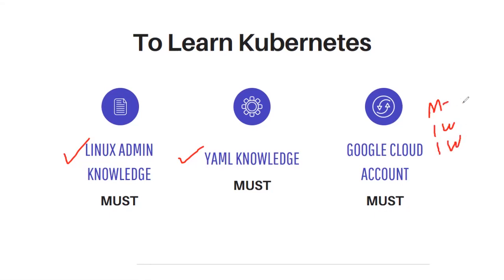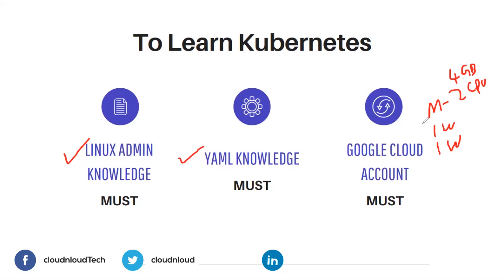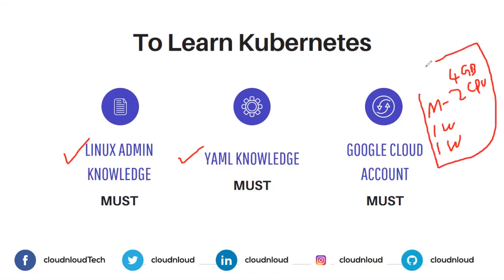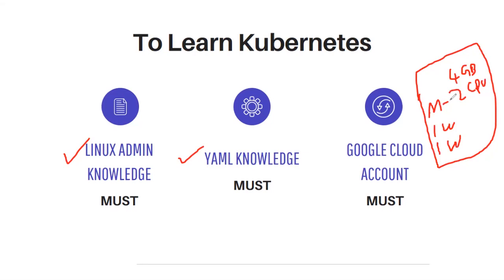Each should have 2 CPU minimum and 4 GB memory in each machine. So if you have a different lab or a higher-end local laptop, then it's not an issue. The reason we need a Google Cloud account is to create these 3 machines. If you have an alternative, a different cloud account or your local laptop or some VM environment to accommodate this capacity, absolutely fine.